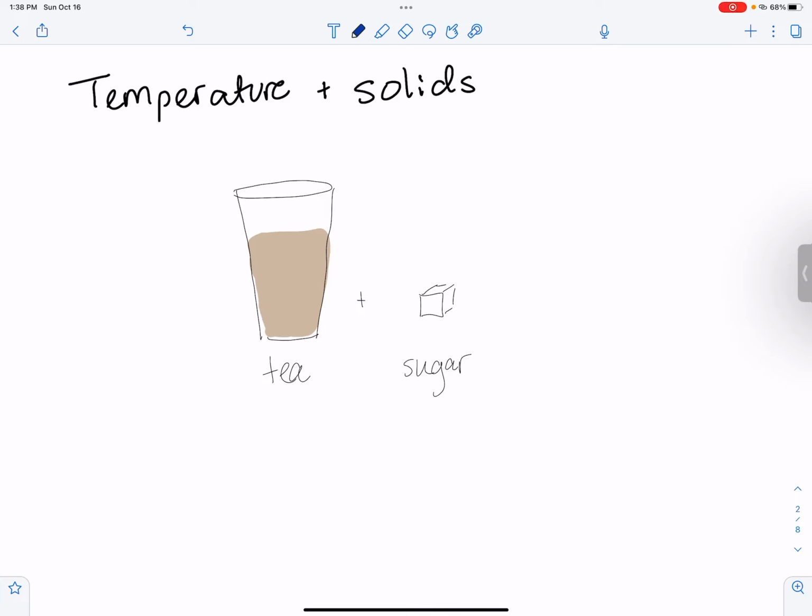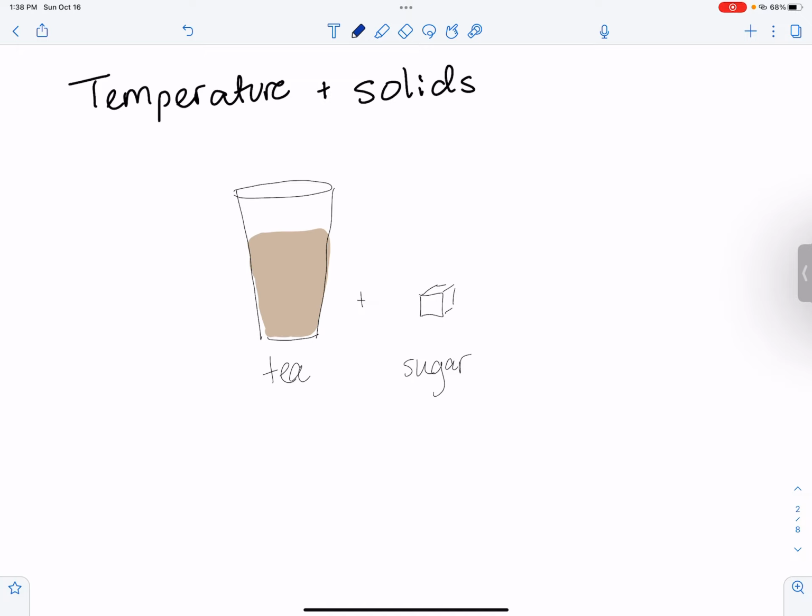This is a topic you are probably very familiar with. You know that most of the time, if you have something that you want to dissolve in water or a beverage, that if you heat it up, more will dissolve and it dissolves thoroughly. And the best example is tea.